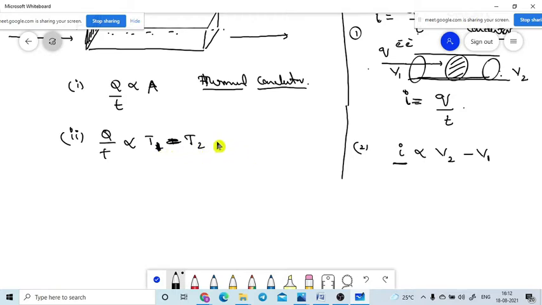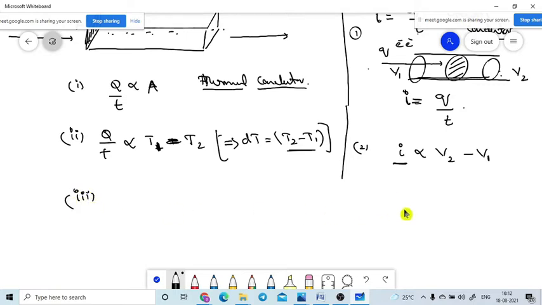Otherwise, if we take delta T, the change in temperature, it is T2 minus T1. I will use this also, after some time, so keep it in your mind. I will use this in the last step. Now K is directly proportional to this, and I am going to the third comparison.